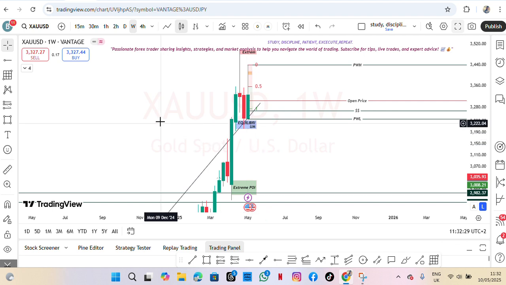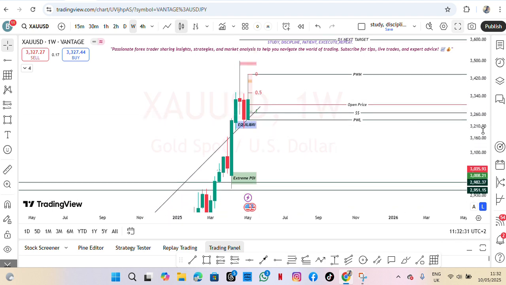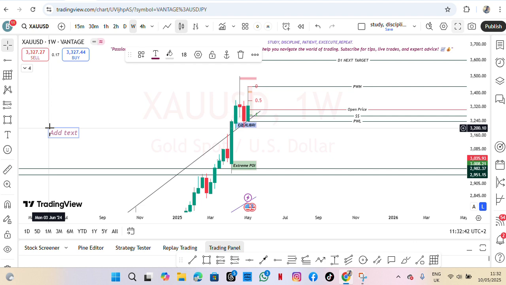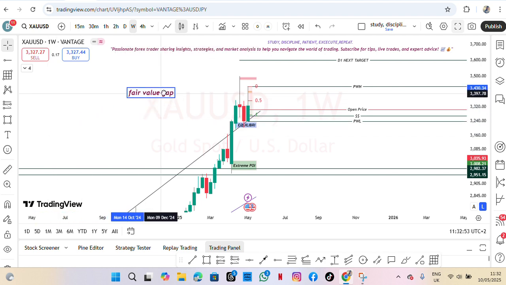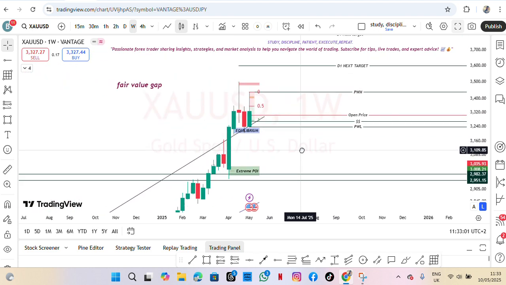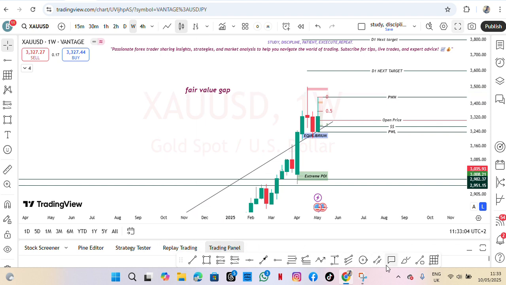After that, what we want to do is identify the key zone. One key zone we call a fair value gap. As you can see on my screen, I wrote here fair value gap. So what is a fair value gap? To identify your fair value gap, first we need to identify the trend of the market that we are looking at.